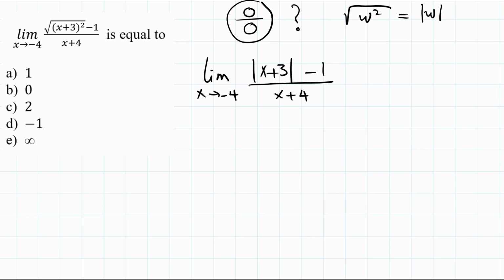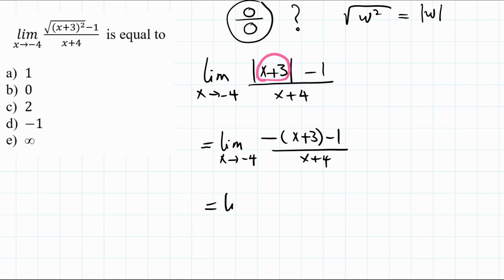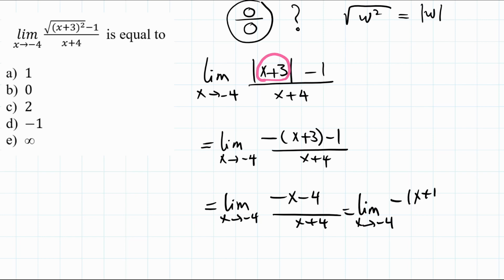Now you realize that x plus 3 as x goes to -4 is going to be negative. Therefore, in order to release the absolute value, we have to multiply what's inside by a minus sign. So that's the limit as x goes to -4 of minus whatever is inside, which is x plus 3 minus 1, divided by x plus 4, which can be written as minus (x plus 4) divided by x plus 4. You can cancel x plus 4 because x is not exactly -4, but is going to -4, so the result is just -1.